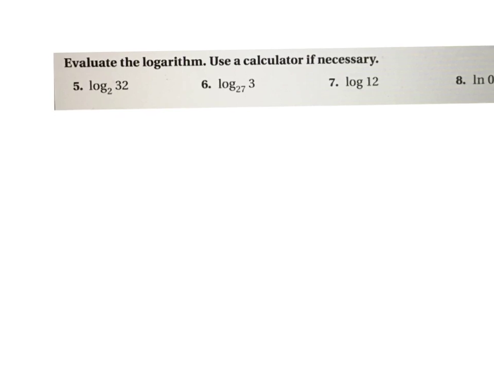So both ways. The first one's asking me, 2 to what power is 32? Well, 2 to the 5th power is 32. Don't need a calculator for that one. Second one, 27 to what power is 3? Here's what I know about 27 and 3. I know 3 is the cube root of 27, and the way you do an exponent for cube root is the 1/3 power. Remember, bottom is the root, top is the power.